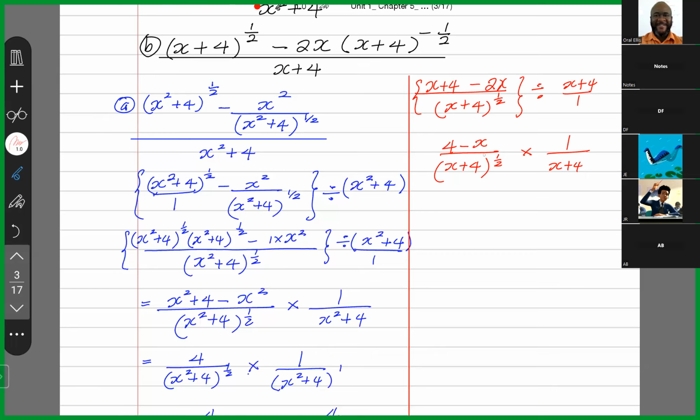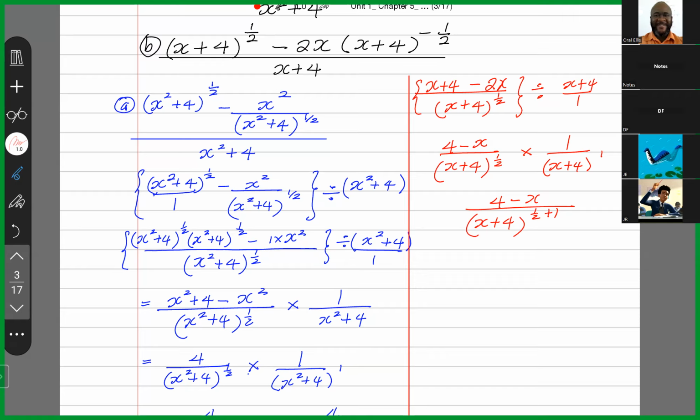So we're going to have 4 minus x times 1, which is 4 minus x over x plus 4 to the half plus 1. Because x plus 4 is the same as saying x plus 4 to the 1. So we multiply numerator by numerator and denominator by denominator. In the denominator, we are multiplying the same base raised to different powers. Whenever we're multiplying and the bases are the same, we must add the indices.